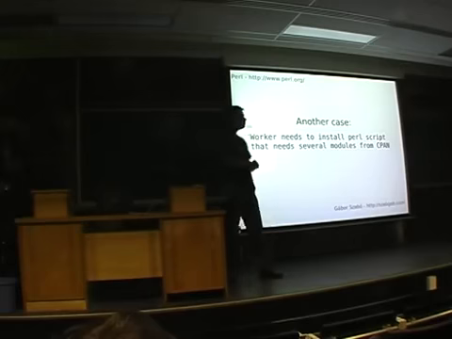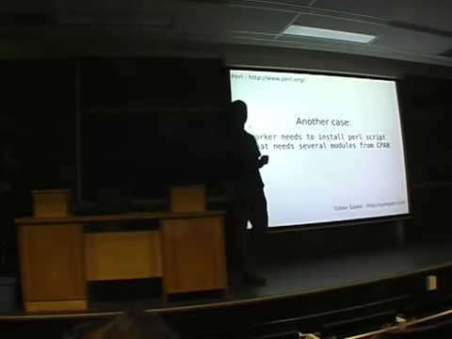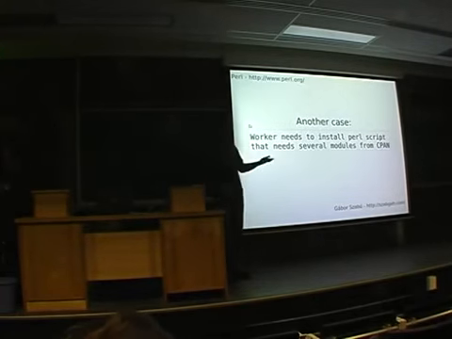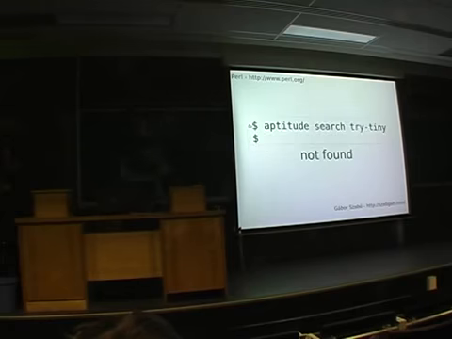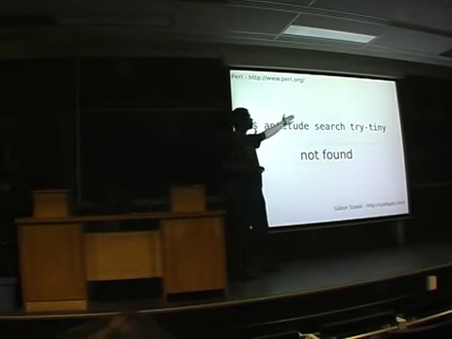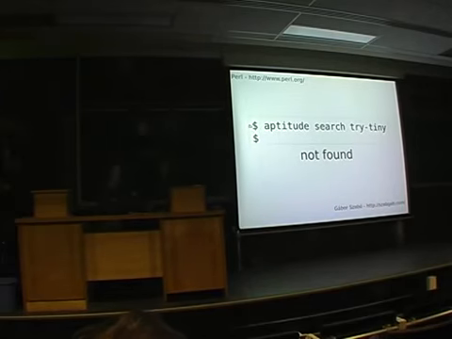So I have another case where I see some problem. Some employee in a company needs to install a Perl script I just gave to him. That Perl script uses various modules from CPAN. So what does the user need to do? He needs to first install those modules. The recommendation from the distributions, from the Fedora people, the Ubuntu distributions, is to use their own tools to install these modules. So they go and they say, aptitude search, Try Tiny, which is a module on CPAN. Great, not found. So we have another problem here.